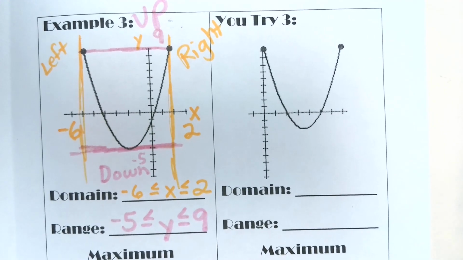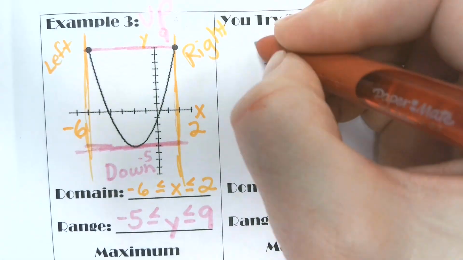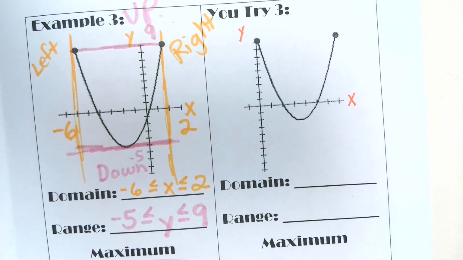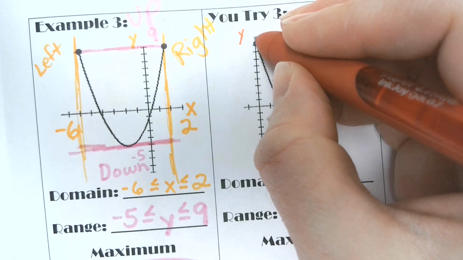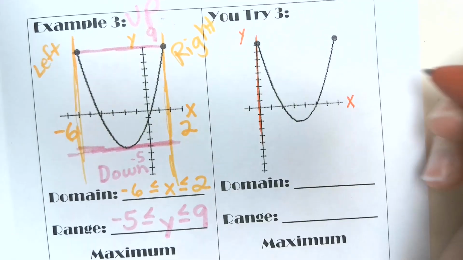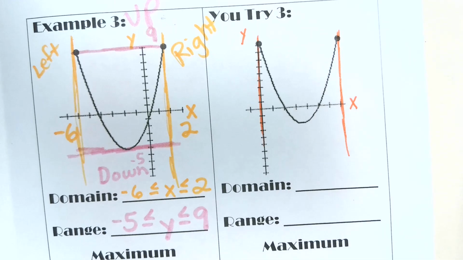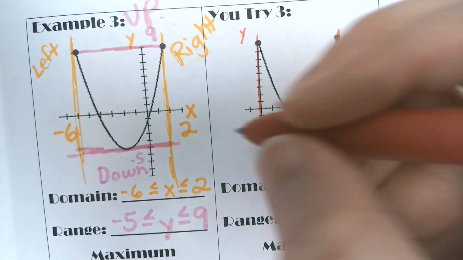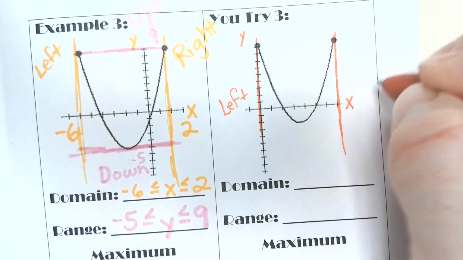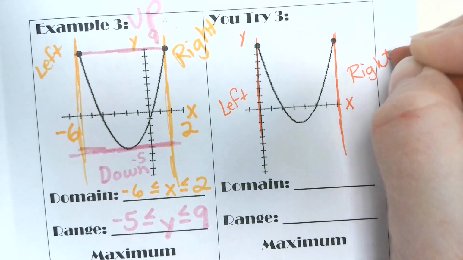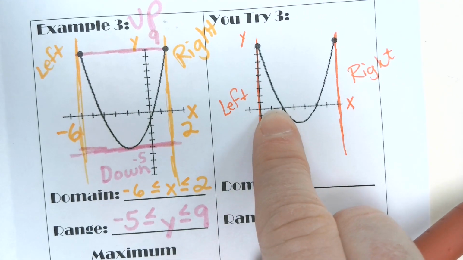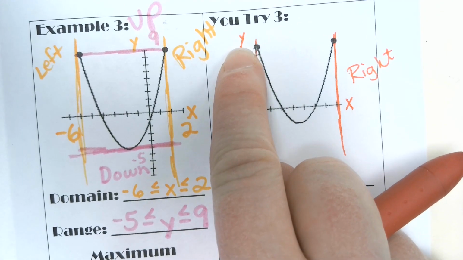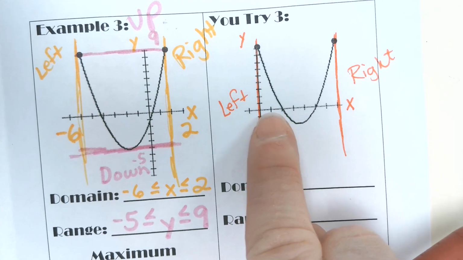So domain is your x value. So I'm going to go ahead and label my x-axis and my y-axis. So domain is from the left to the right. So we're going to see how far left. Looks like it cuts off right here and right here. So for the x, it's left to right. So if the line was right here, it'd be at 1. If it cut off a little further this way, it'd be at -1. What's in between 1 and -1?